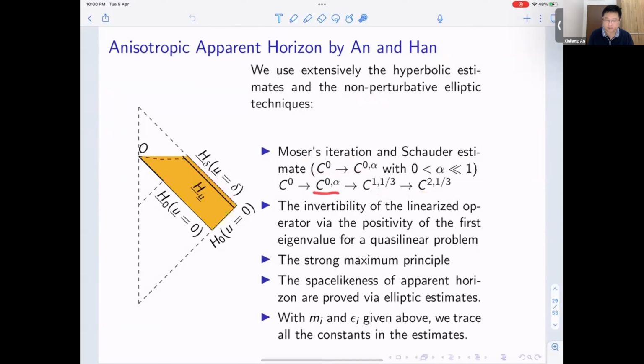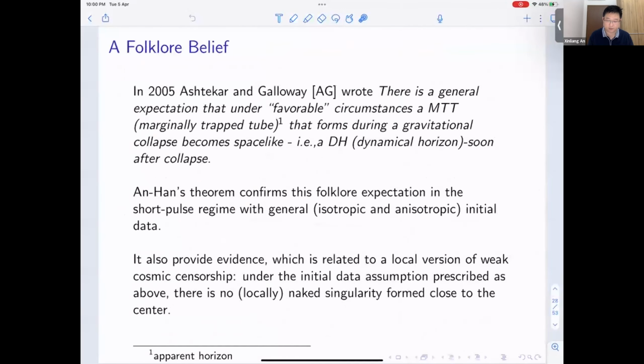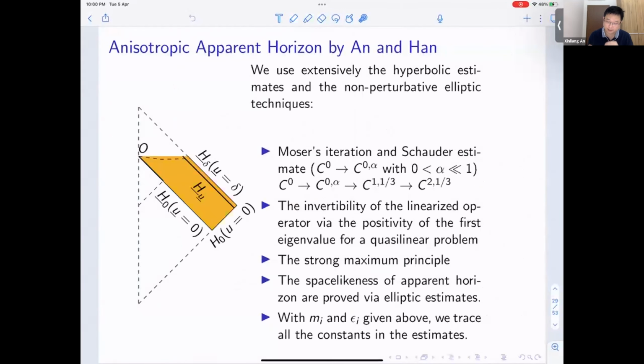We didn't derive the C1 estimate because it is almost impossible to design an h like what I designed here to make this argument work, because this is really the anisotropic scenario. We use a totally different elliptic method to do so. Also, in the proof we need to show the invertibility of the linearized operator. We have to prove the positivity of the first eigenvalue for the quadrilinear problem. And we also crucially need to use the strong maximum principle.